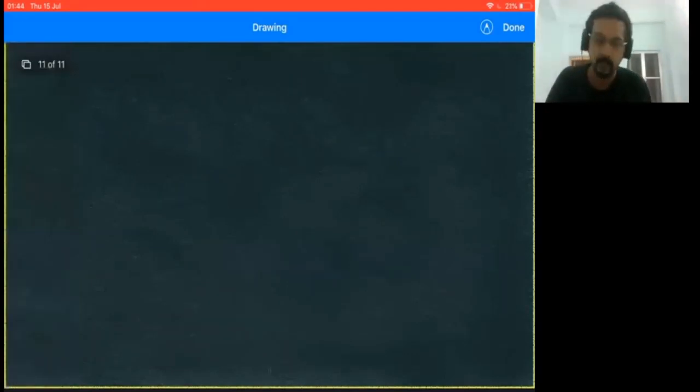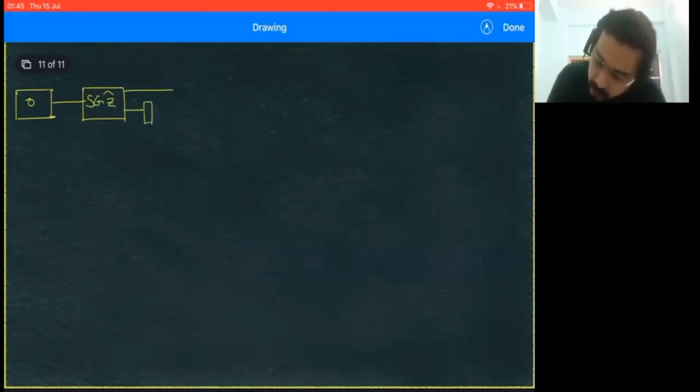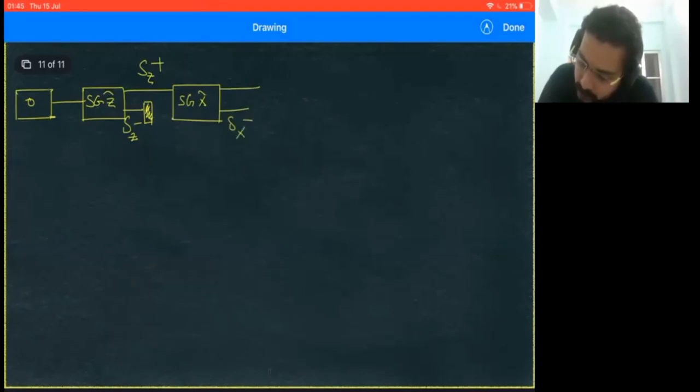Now, let us go to the third possible case. Here, again, I start with an oven. I pass through Stern-Gerlach Z. I get two beams. SZ minus gets blocked. SZ plus passes through. I subject it now to Stern-Gerlach X hat. Again, I get two beams. This time around, I block the SX minus. So there is no SX minus. So I have an SX plus component going up here.